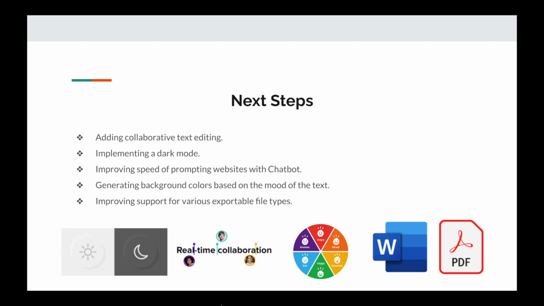Moving forward, our team has a number of exciting plans to enhance the functionality of our document copilot. Here are some of the next steps we plan to take. First, we aim to introduce collaborative text editing, which will allow multiple users to work on the same document at the same time. This feature will be a game changer for teams and individuals who need to collaborate on documents in real time. Second, we will be implementing a dark mode, which will make using the editor easier on the eyes and will reduce eye strain for users who prefer working in low light environments.